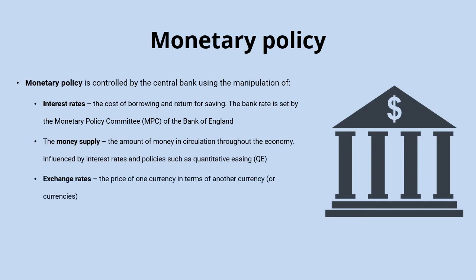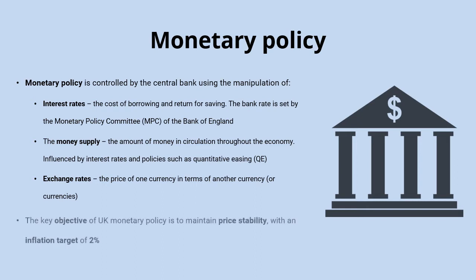Now, exchange rates come under the banner of monetary policy as well. So the exchange rate is the price of one currency in terms of another currency or set of currencies. But in the UK, we operate a floating exchange rate system, which means the price of the pound is left to be determined by market forces, and the bank doesn't tend to try and directly influence it as a monetary policy tool.